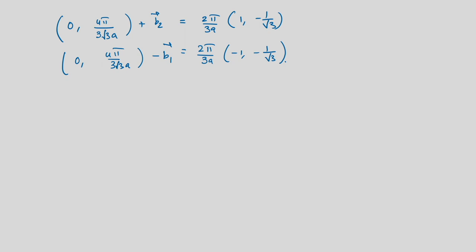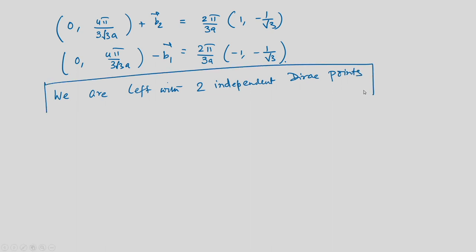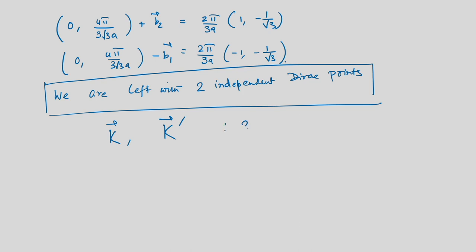So, that cuts down the independent Dirac points, and there are other relations that connect the other two Dirac points. So, we are left with only two independent Dirac points. And these are called K and K prime. Okay. They are also referred to as valleys. Now, whenever I write a big K and a K prime, they mean the Dirac points that we are referring to. So, they are two independent Dirac points.